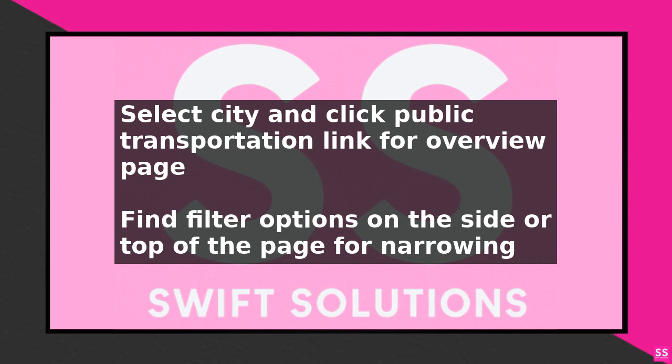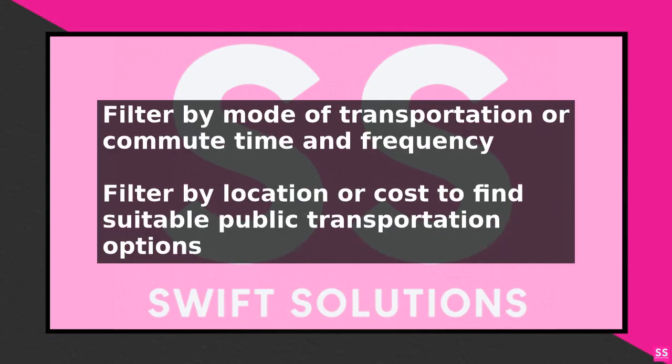For example, if you are looking for a city with a comprehensive public transportation system and a short commute time, you can filter by cities with a high public transportation score and a commute time of under 30 minutes. You can also filter by cost, such as cities with free or low-cost public transportation options.